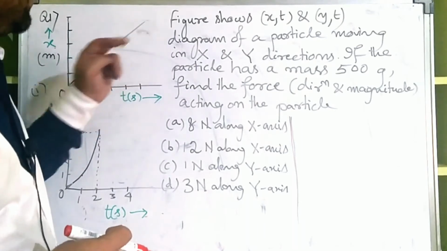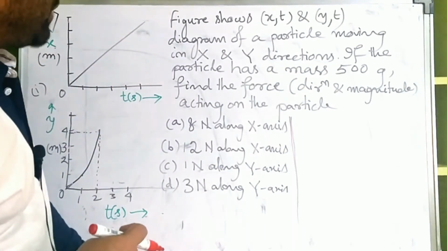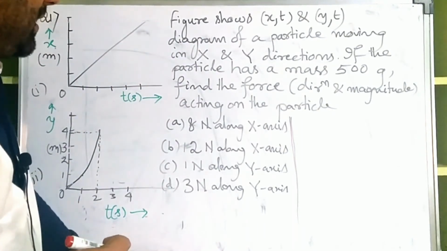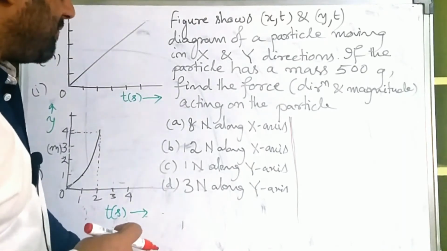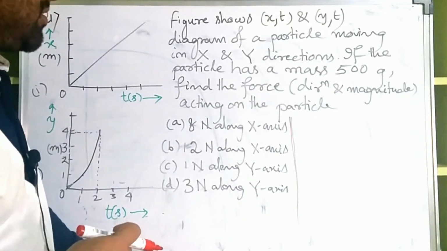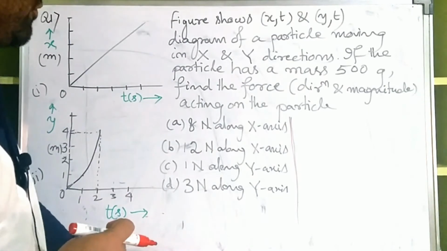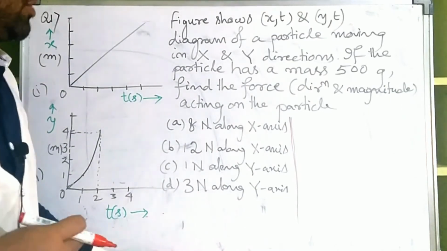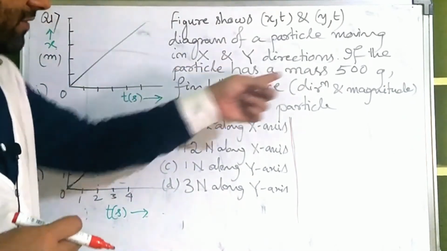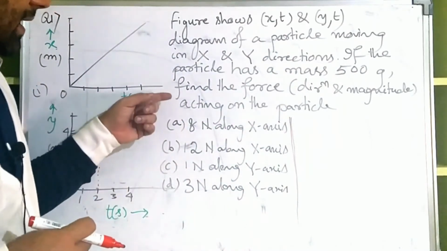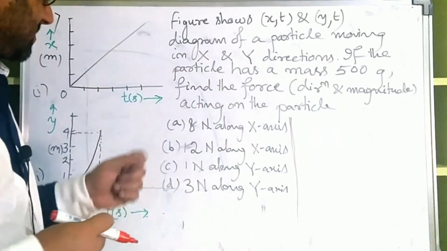Now, the question is, figure shows xt and yt diagram of a particle moving in xy directions. If the particle has a mass of 500 gram, find the force, direction and magnitude. Of course, force is a vector quantity, so it has one direction and magnitude. We have to find out the force acting on the particle. What is the force, direction and magnitude?